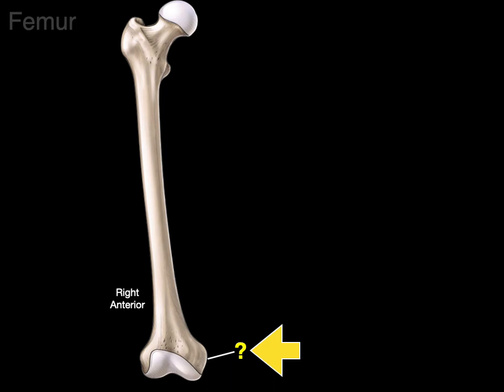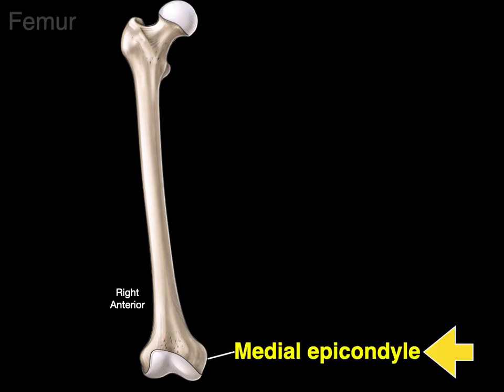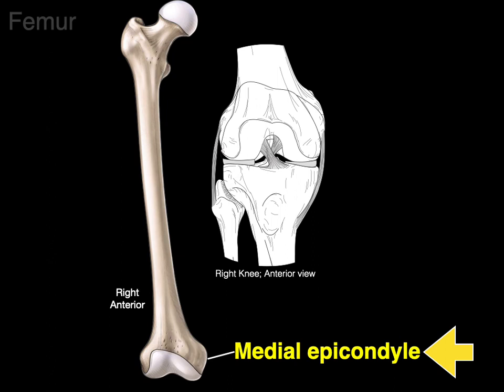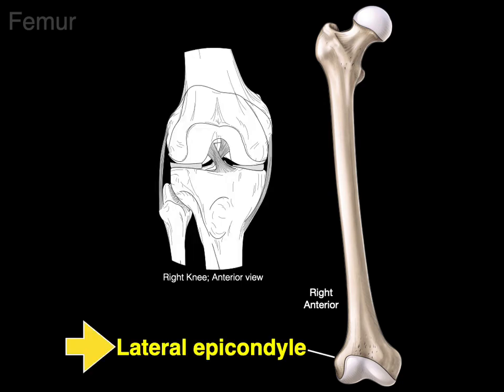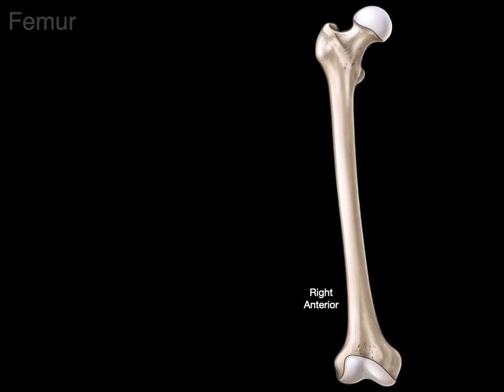Now, above the medial condyle is this other prominence, called the medial epicondyle. When you look at an anterior view of the knee on the right side, there's the medial collateral ligament, also called the tibial collateral ligament. It attaches to that medial epicondyle. Then we also have a lateral epicondyle, which, looking at the same picture, you can see in yellow, and the fibular collateral ligament, also called the lateral collateral ligament, attaches to that lateral epicondyle.